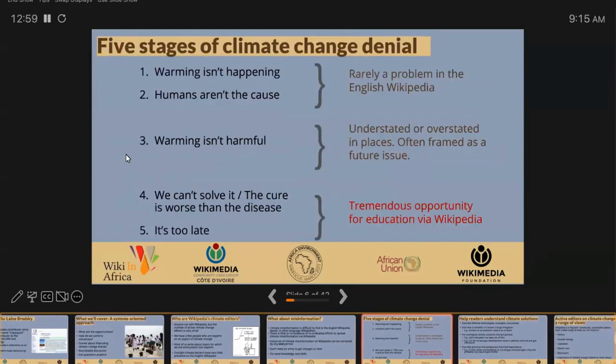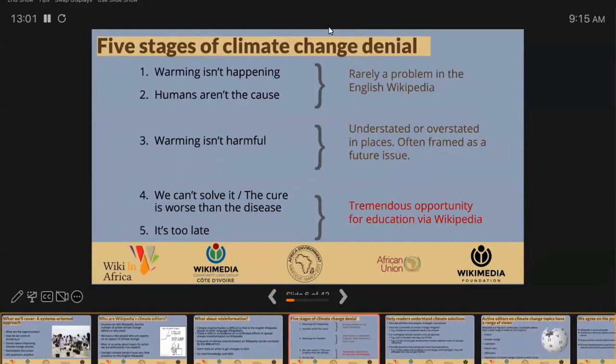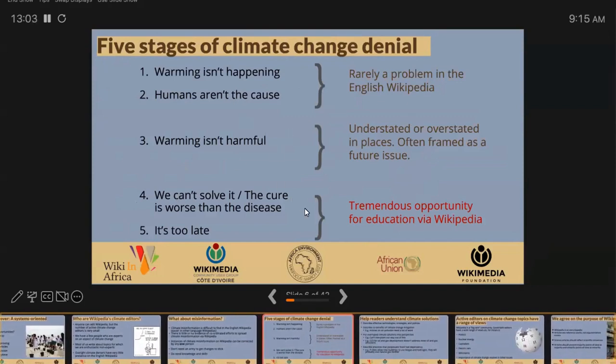Okay, so I was talking about these five stages of denial. This is a common framework for understanding misinformation about climate change. And these are the stages that people often go through at the levels of denial. And I'm saying that there's a tremendous opportunity for education at stages four and five.